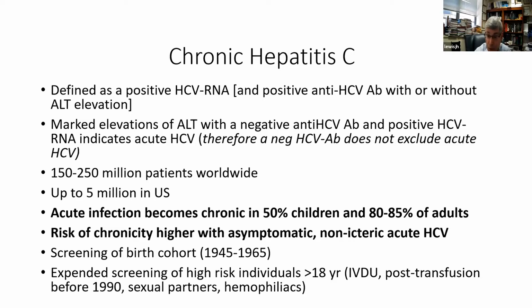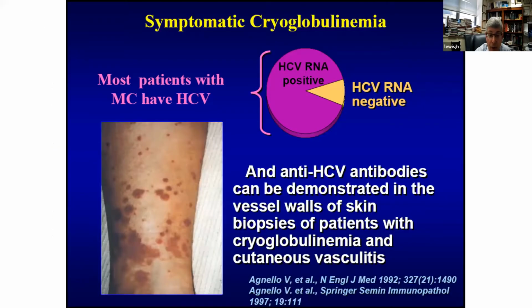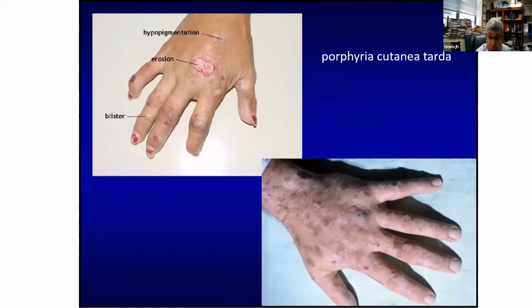But for chronic disease, it becomes chronic in 80 to 85% of adults, less than 50% in children, and it may disappear spontaneously. There are a number of different extrahepatic manifestations associated with hepatitis C. The ones that we see predominantly are cryoglobulinemia. All those patients should be tested for hepatitis C.